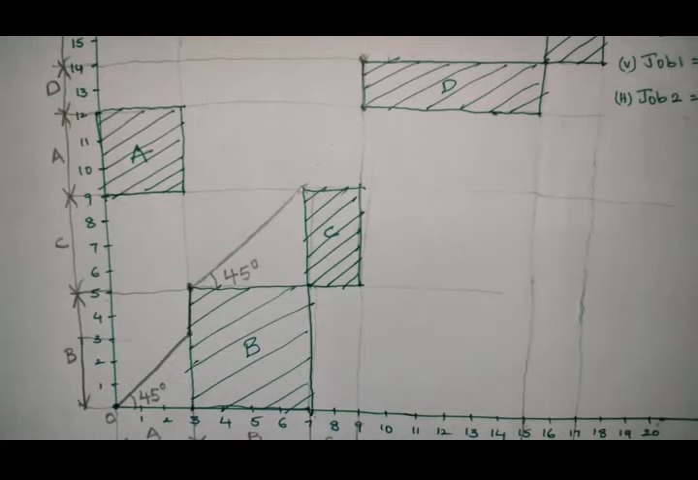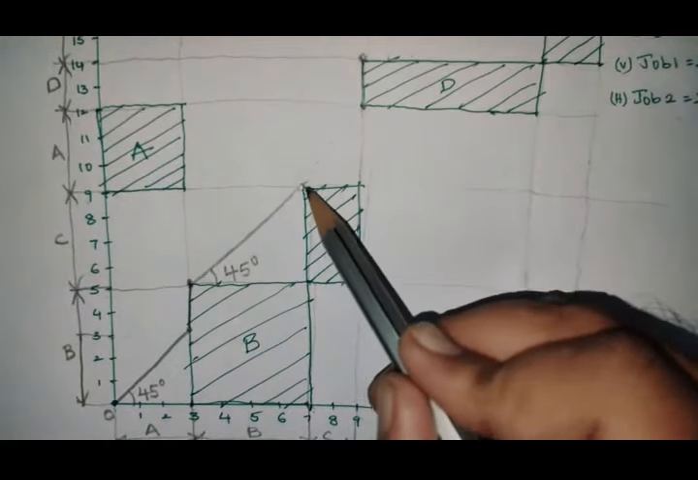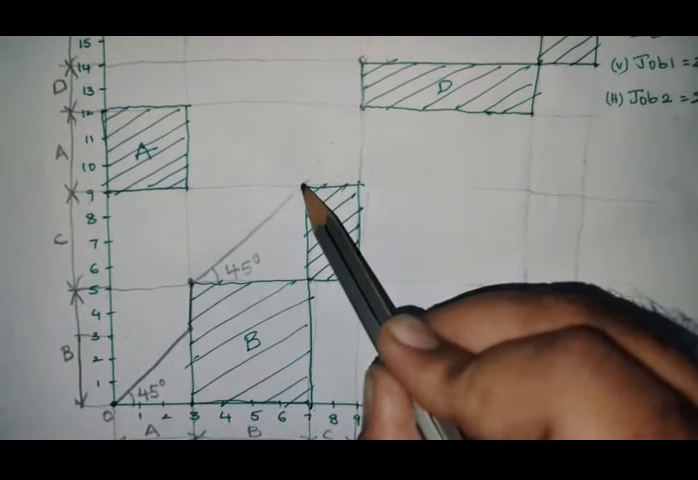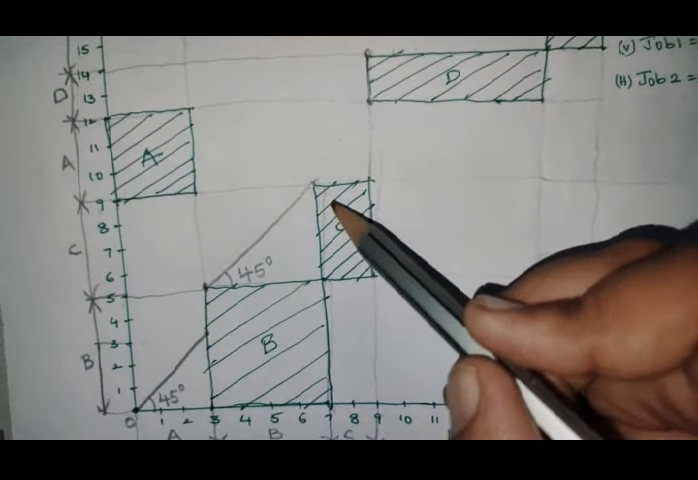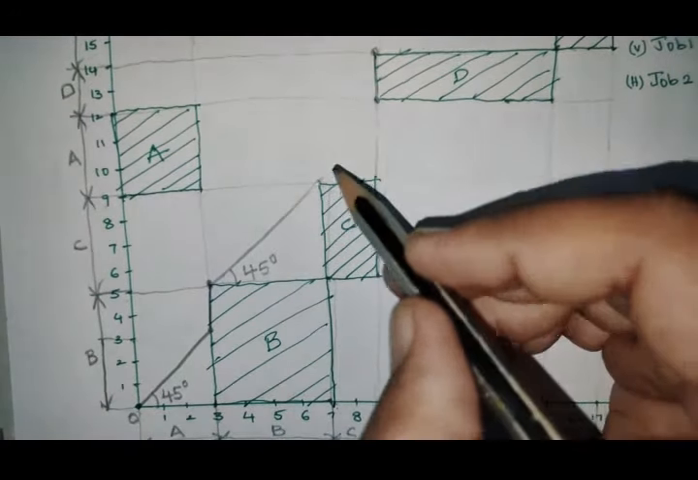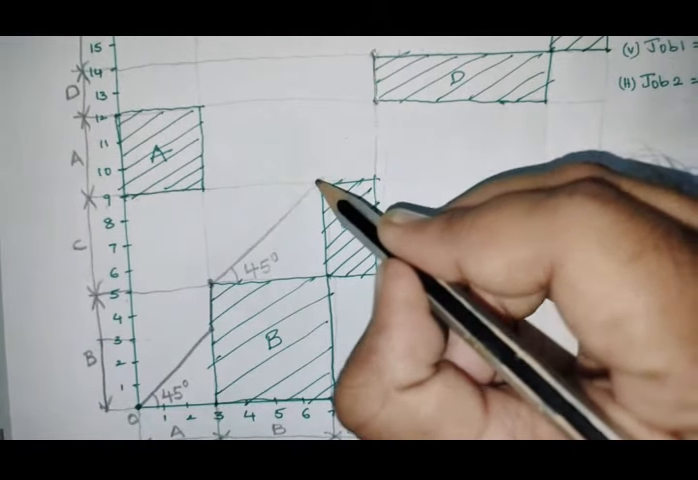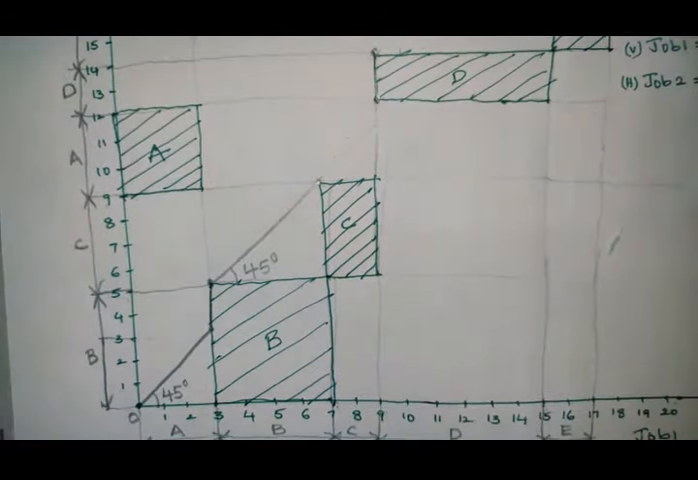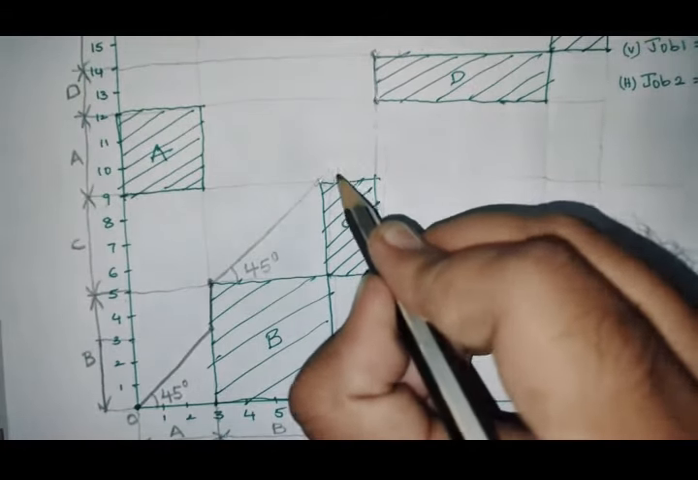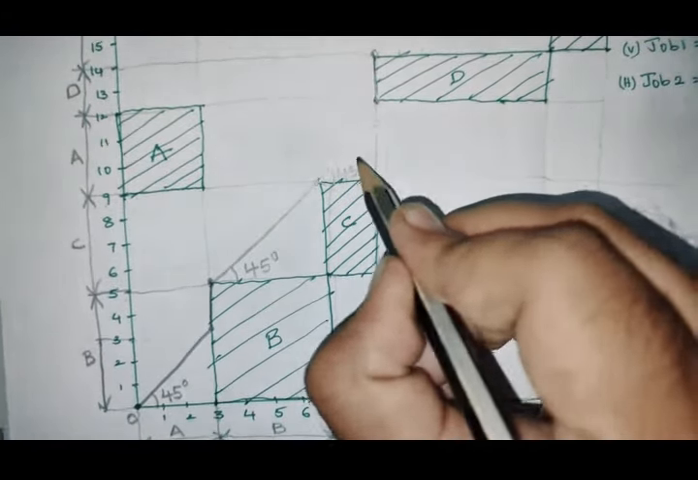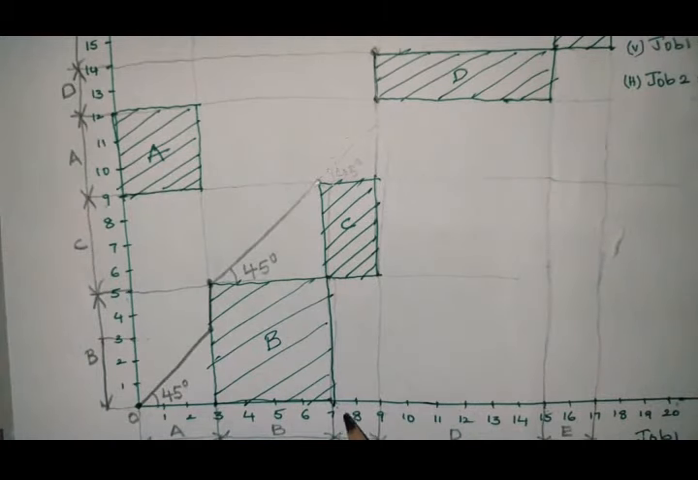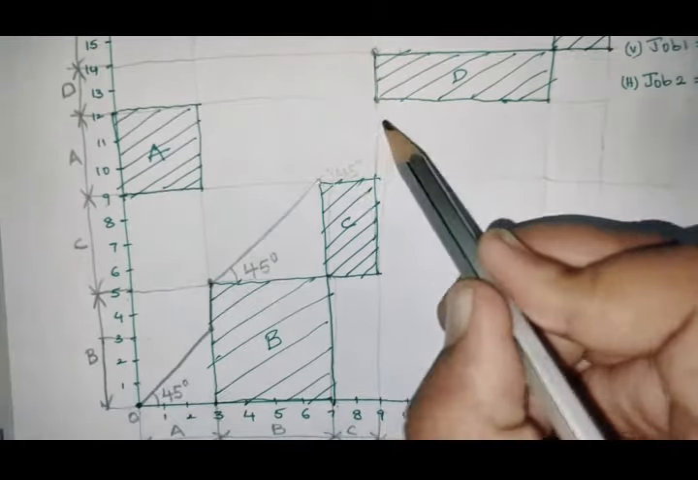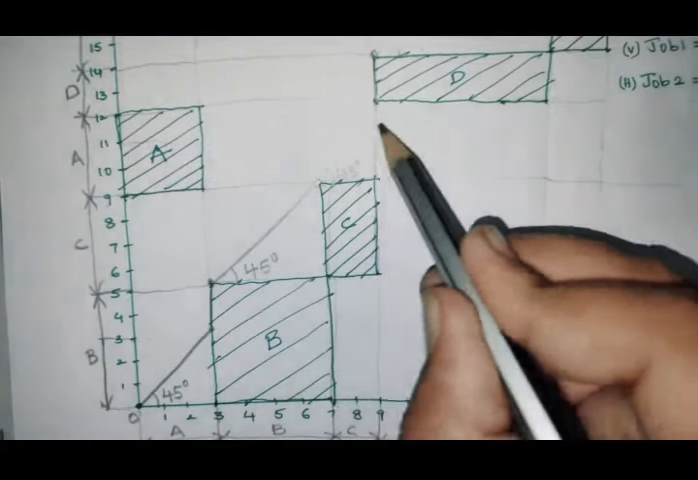Then again, after touching here, we need to start a 45 degrees line. If you draw a 45 degrees line, it will come here. So this one is also a 45 degrees line. Here we move 2 points, and in the y-axis also we move 2 points, that means up to 11 it will come.